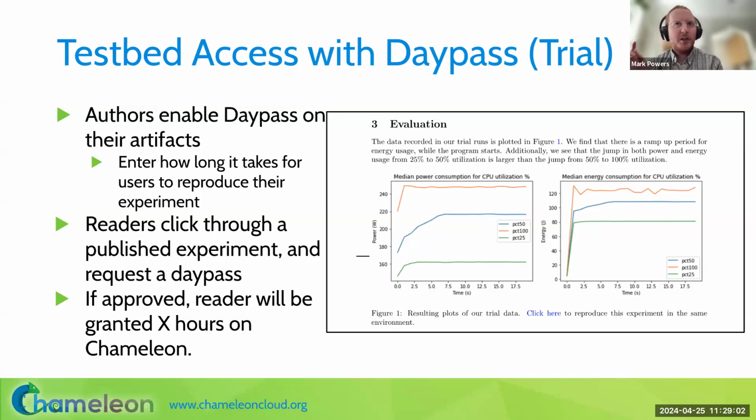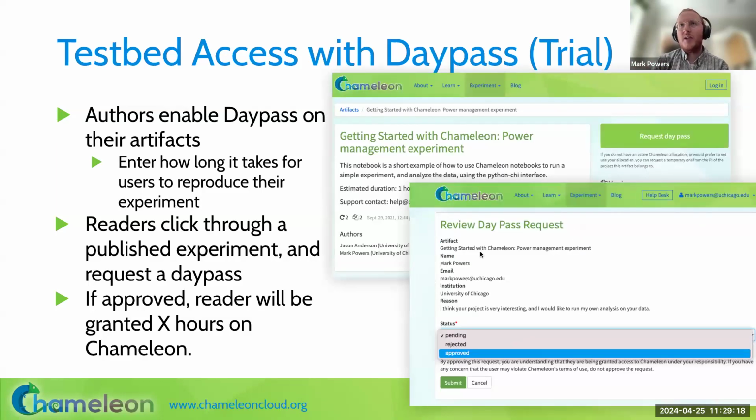So our vision is, someone is reading your paper, and here are those graphs we just saw. Someone's reading your paper and they're very excited about it. Maybe they want to do their own analysis with your data. So they can click some link. It takes them to your artifact, and there'll be this big button, request day pass. And they do that, fill out a form. It gets sent to you, and then you can say, yes, this person is allowed, can use Chameleon for 2 hours in order to run my bare metal experiment here.